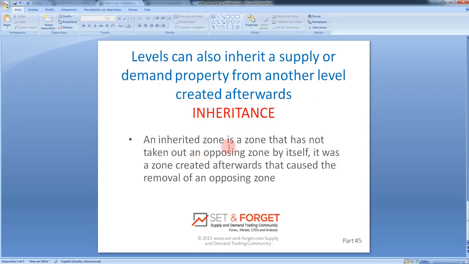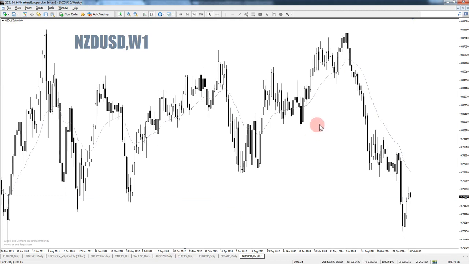An inheritance zone is a zone that has not taken out any opposing zone by itself. It was a zone created afterwards that caused the removal of that opposing zone. So let's take a look at a couple of samples on the charts and you will see what I mean. Let's use Kiwi dollar, and on this Kiwi dollar let's take a look at these imbalances.